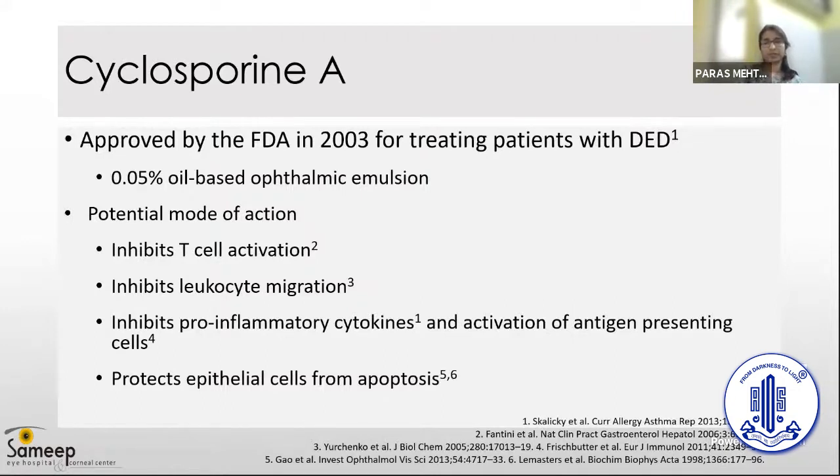Cyclosporine A would take a longer period of time for its action to establish, it may take 4 to 6 weeks. So it is good to supplement cyclosporine A along with steroids initially. Maybe you could use steroids for 10 days to 2 weeks and simultaneously start cyclosporine A, which will help in better tolerance of cyclosporine A on the ocular surface.